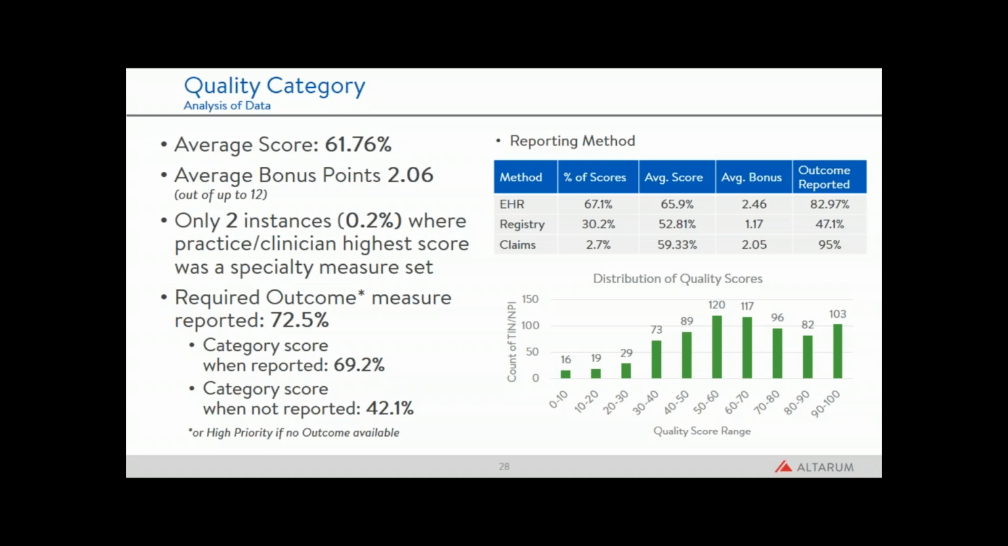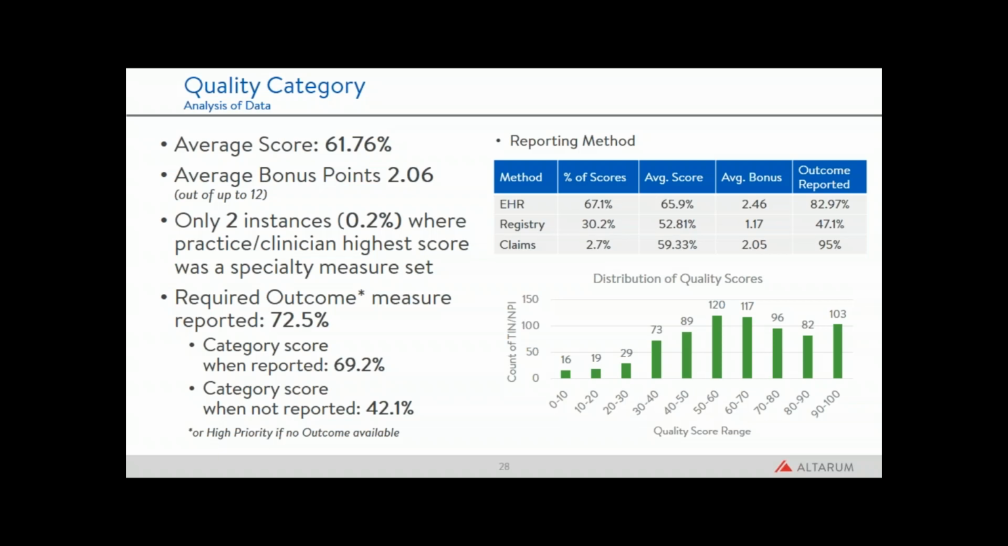So it almost never benefits the clinician or practice by rule to limit the number of measures they're able to report. And this is also something we saw in the data, with only 2 instances, or 0.2% of the scores being the highest score for the clinician with a specialty measure set.